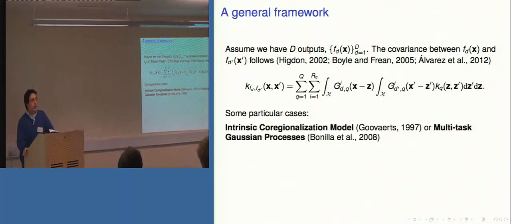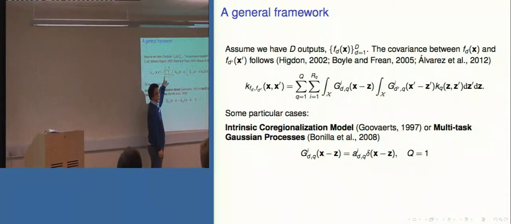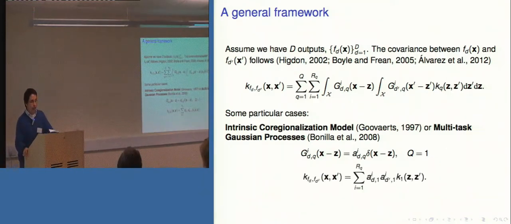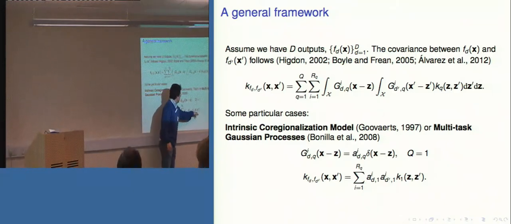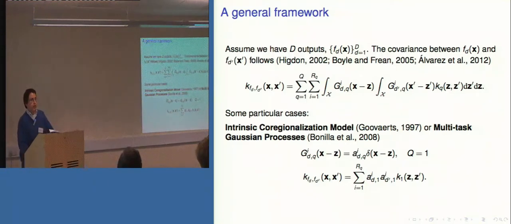You could also have the intrinsic coregionalization model, or what they call the multitask Gaussian process. Again, you have that form for the smoothing kernel, and the difference now is that this is the sum that has one term. The other sum stays general. So you get this sort of thing. Now you have only one latent function, but you allow the covariance between the outputs to be rank U1. Is that okay? Any question?